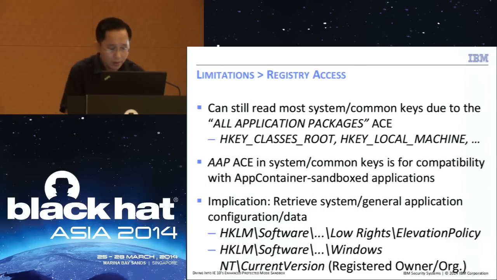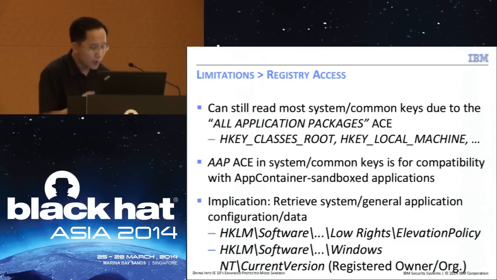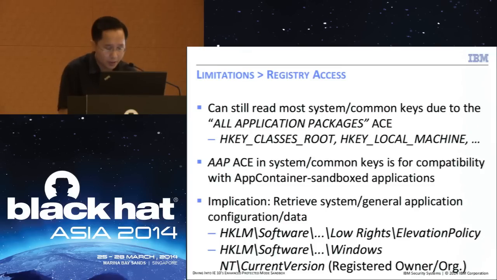In the registry, most system and common keys can also be read because of the All Application Packages ACE. Again, the reason for the All Application Packages ACE is for compatibility with app container sandbox applications. This means that a sandbox code can retrieve system configuration information, which can be used for future attacks. For example, a code can enumerate the elevation policies and find out what are the registered applications that can be run in medium without prompt and possibly attack that.